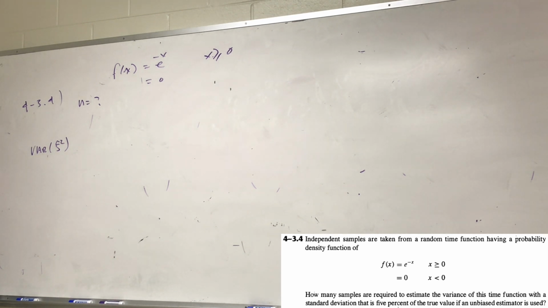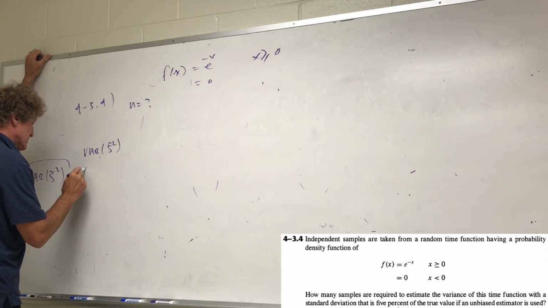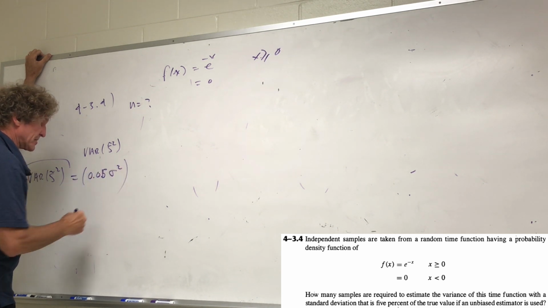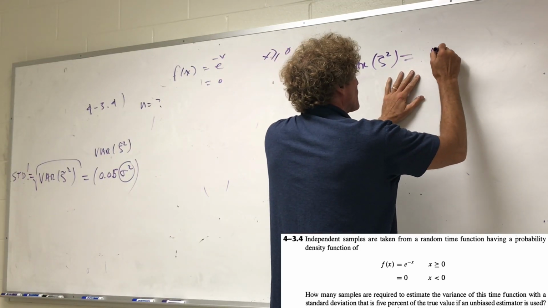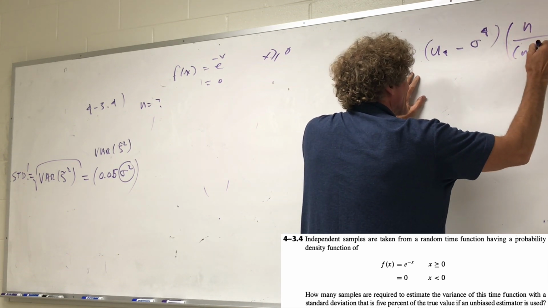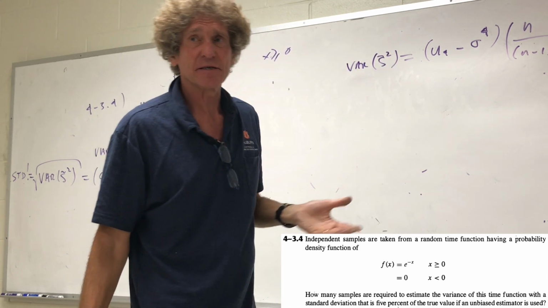True value of an unbiased estimate. Yeah, always unbiased. So the square root of that is standard deviation. This is the standard deviation. And he says, what percent? 5%. 0.05 of the actual standard deviation, right? We're going to use this formula, and this is going to be u to the fourth minus sigma to the fourth times n over n minus 1 squared. And by the way, if n gets over 1,000 and stuff, it's basically just 1 over n.